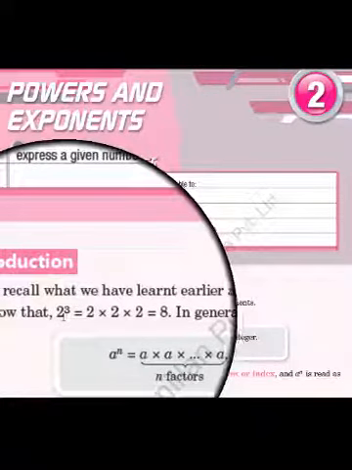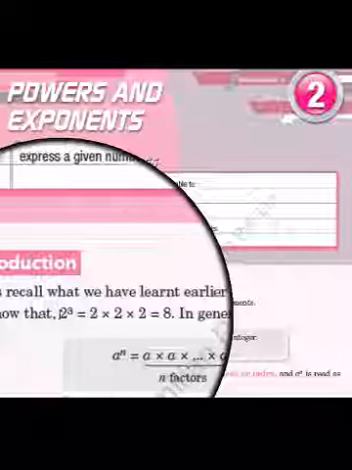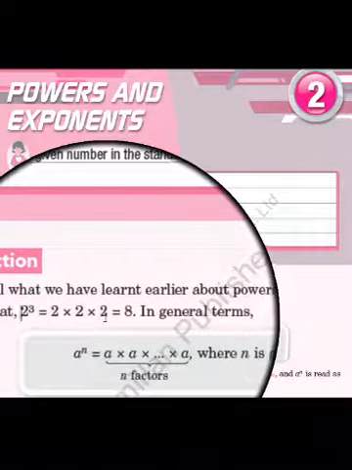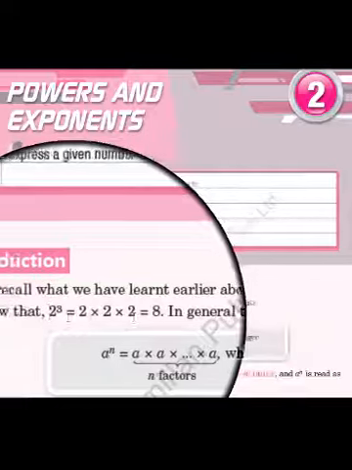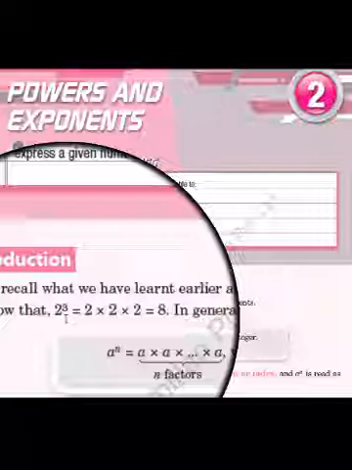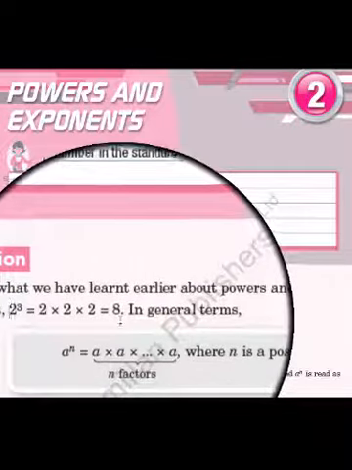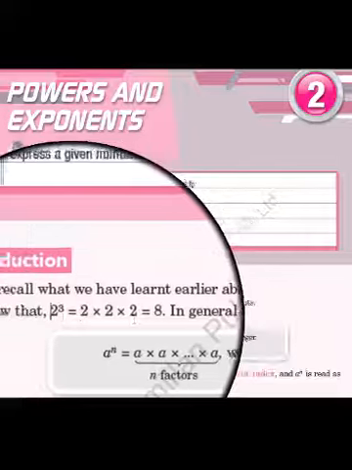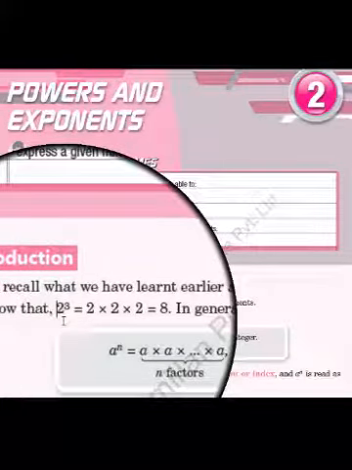As we know, we have studied 2 raised to the power of 3. This can be written as 2 into 2 into 2, written 3 times. It's a shorter way of writing the exponential form, powers and exponents, and the result comes out to be equal to 8. So instead of writing 2 into 2 three times, we can also write 2 raised to the power of 3, where the number 2 is appearing 3 times.